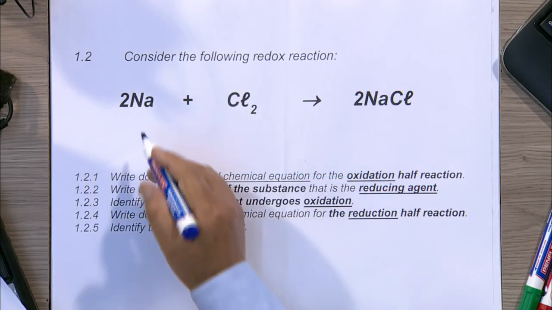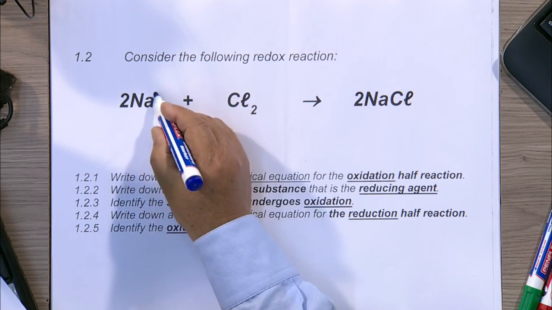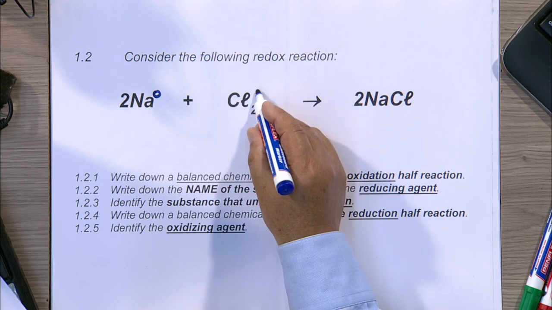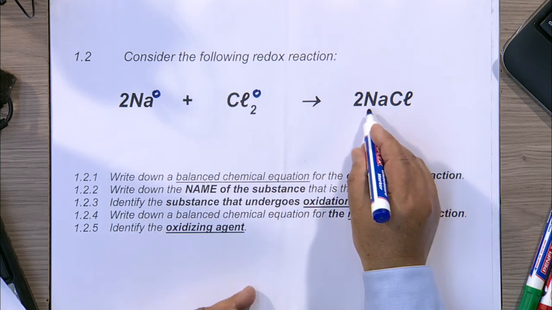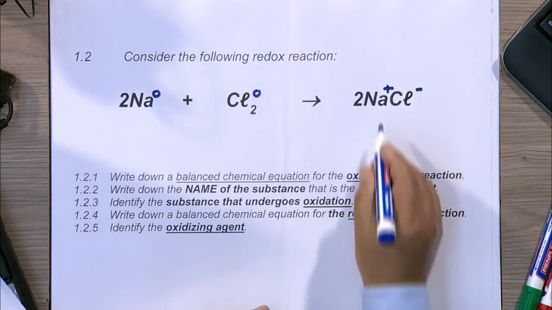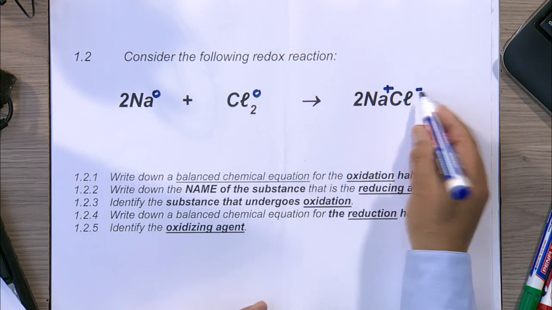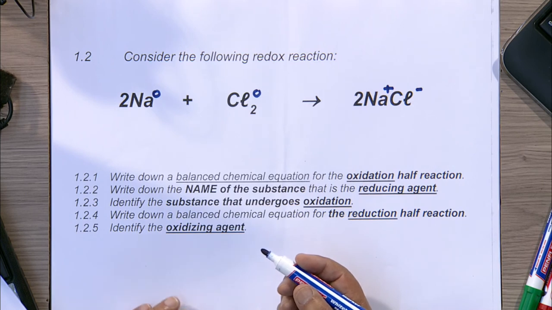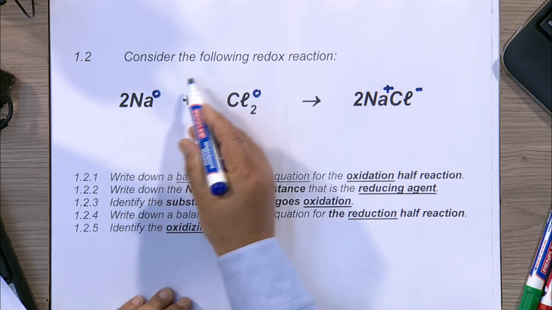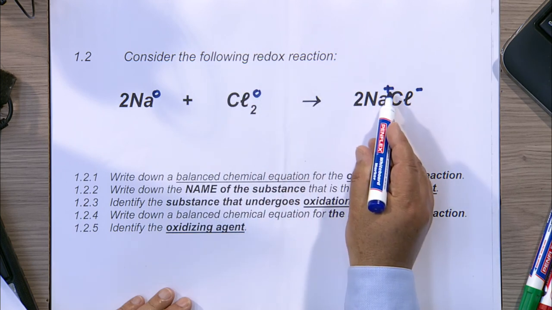Here we go. Sodium, what's the charge there? Zero. Okay, what's the charge here? Zero, because there's nothing shown. But this is an ionic compound of plus and negative. Plus one, group one; group 17, minus one. We've done that over and over. So what can I say now? Sodium goes from zero to plus, which means it has lost an electron.